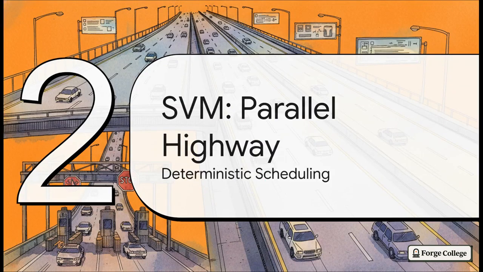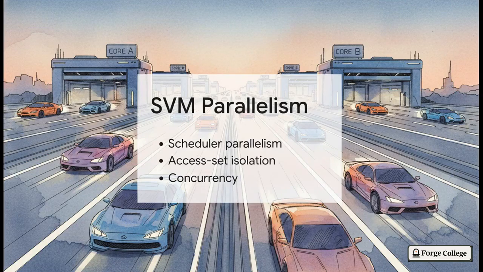Moving on to Section 2, SVM, the parallel highway, deterministic scheduling. Now, if the EVM is that single-lane toll booth, the Solana virtual machine is a sprawling, multi-lane smart highway. It is purpose-built for massive throughput and parallel execution. It absolutely does not want transactions waiting in line if they don't have to.